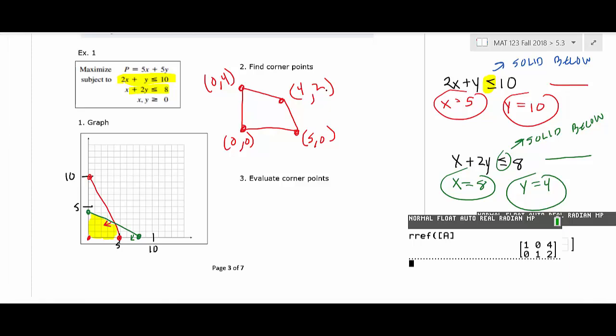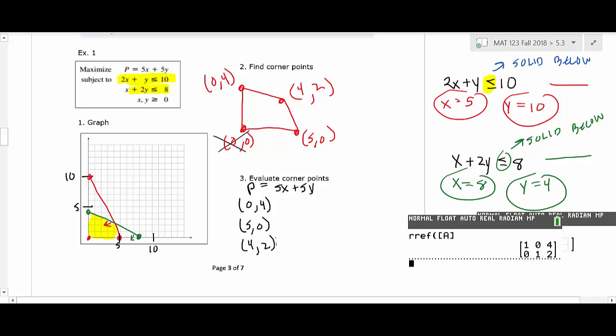And this is the kind of thing I'm going to test over, something like this, okay? You can do this, I think. Now, here's what you're going to do. You're going to take the objective function, p equals 5x plus 5y. Now you're maximizing, so you don't really have to do the 0, 0. That's always going to be the minimum one. You can just forget about the 0, 0. Let's just do the 0, 4, the 5, 0, and the 4, 2.